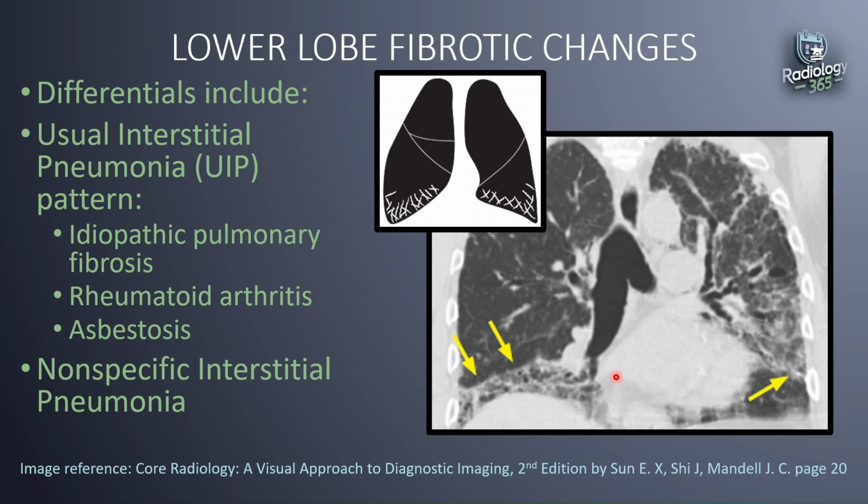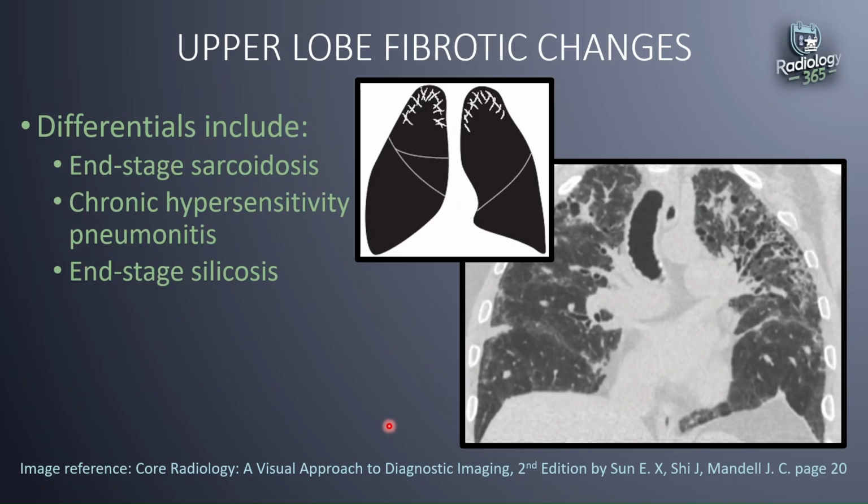So in this coronal CT, it shows bibasilar fibrosis and honeycombing with relative sparing of the upper lobes. You can see the upper lobes are relatively spared. And this was a case of idiopathic pulmonary fibrosis. Just an aside, idiopathic pulmonary fibrosis is actually the most common cause of bibasal pulmonary fibrosis.